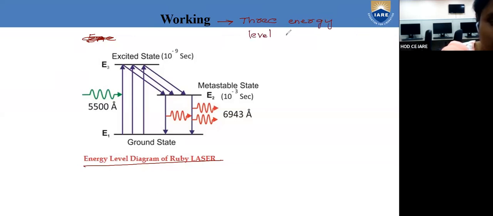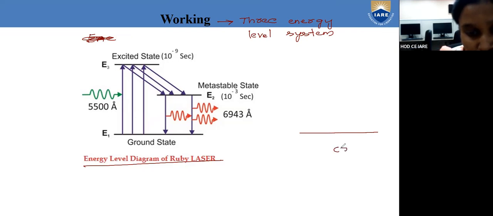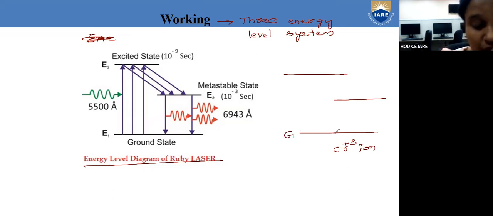What do you mean by three energy level system? Here we are explaining the working of ruby laser using three energy levels. What are those three energy levels? E1, E2 and E3. As I told you, what is the main active material in ruby laser? Chromium ion. So chromium ion consists of three energy levels, students. What are those three energy levels? The first one, you can keep it as G. G stands for ground state.